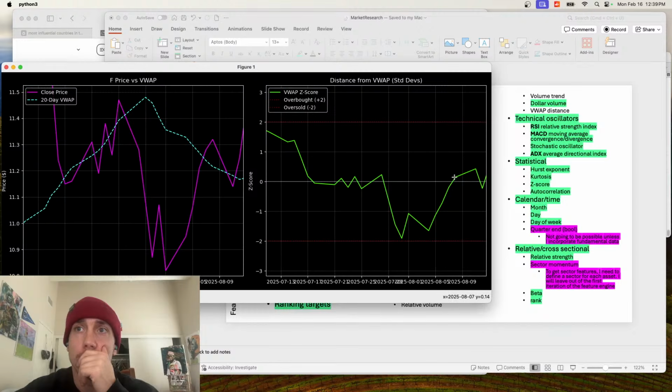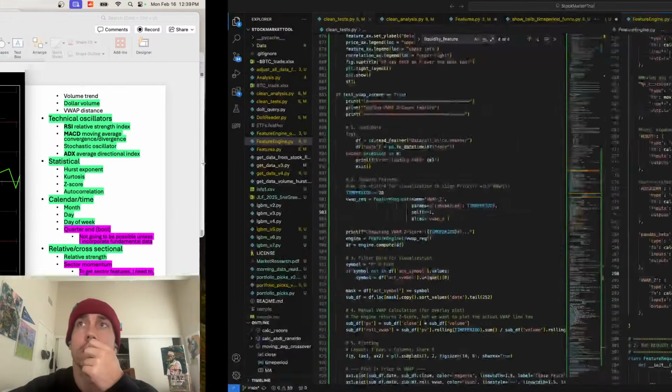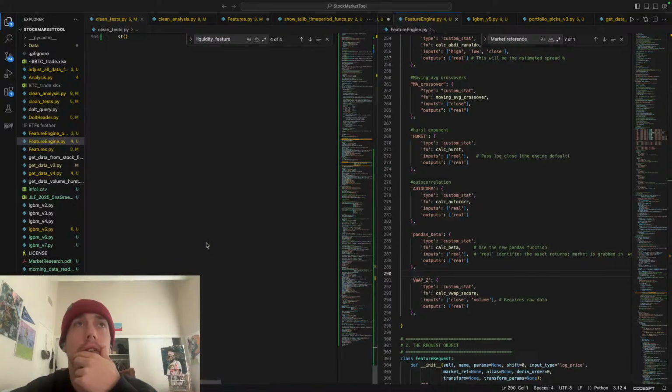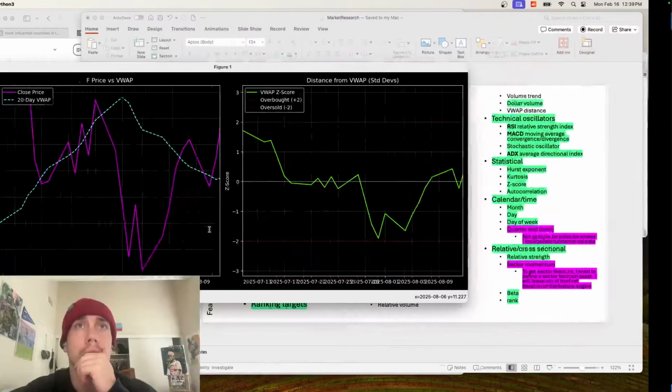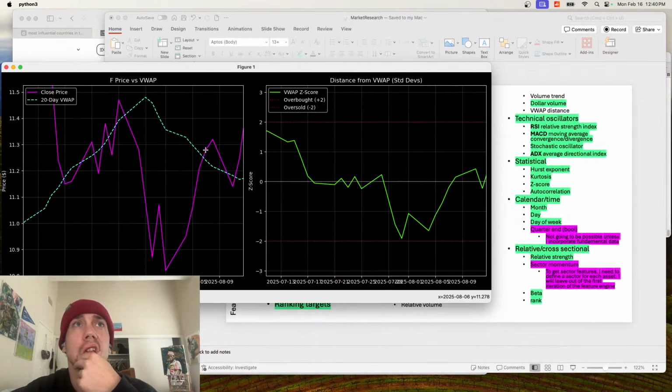Negative on 8.6 to positive on 8.7. So it's negative on 8.6. When's this? 8.7. So why would it go positive? Am I using the 20-day VWAP for both? I mean, maybe that's a weekend again.